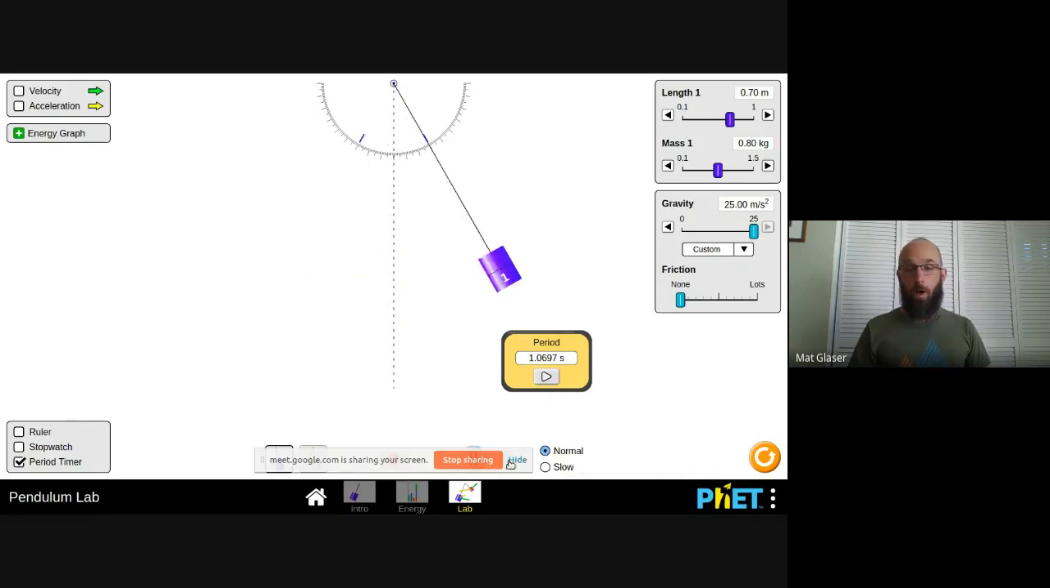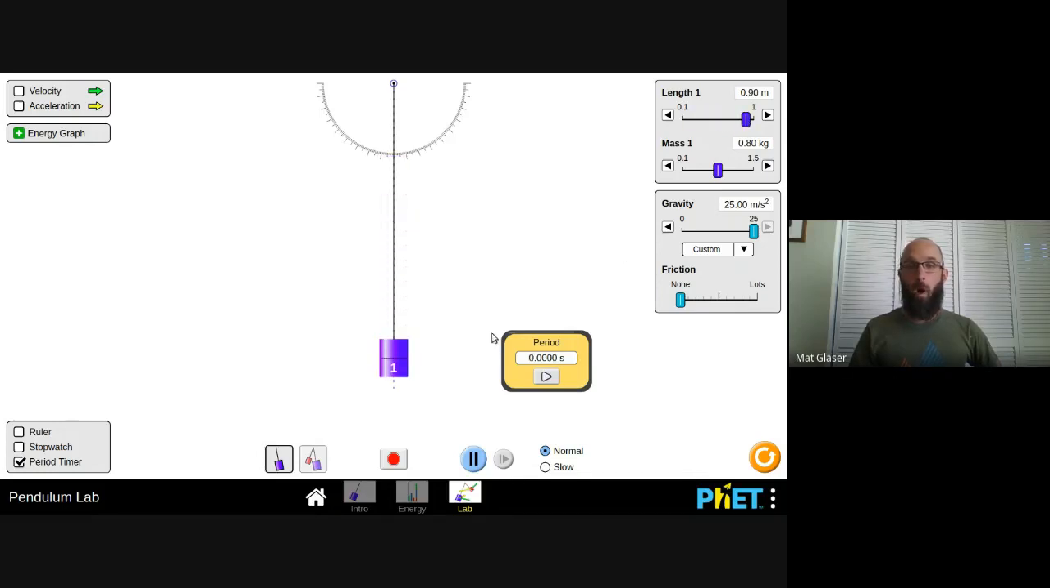Okay. So you remember you can always pause this or stop it. Okay. You test the length. You change the length right here. You can change the length of the string. Okay. So if we make it longer, and we go up and we drop it from 30 degrees again, what happens? Okay. Oh, we did see a difference there.